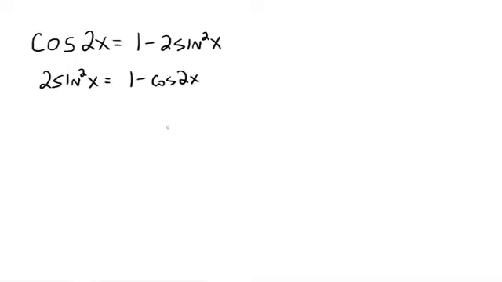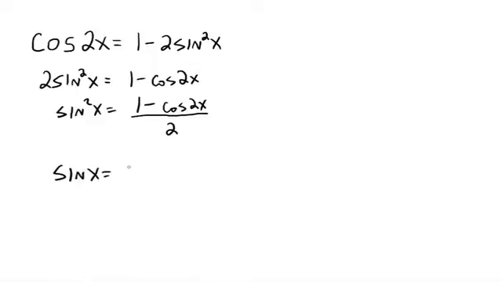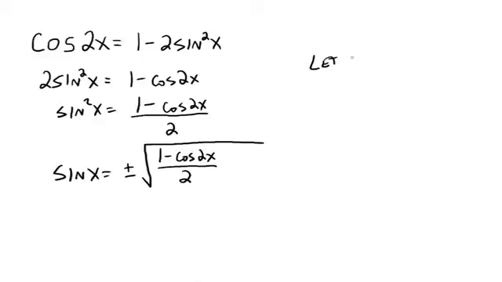Then that means that sine squared x equals 1 minus cosine of 2x, all divided by 2, which then means that the sine of x is equal to plus or minus the square root of 1 minus cosine 2x all over 2. Everybody cool? Now what we're going to do is replace this x here. Let x equal some angle divided by 2. So we're going to plug in a over 2.